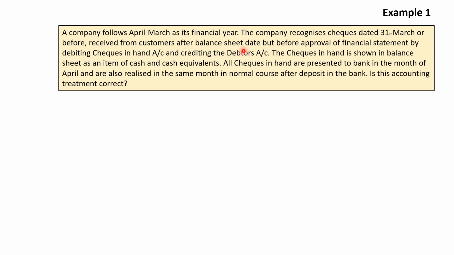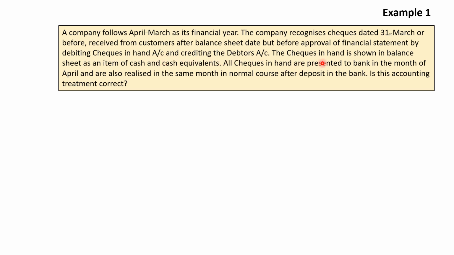Now the accountant of the company is thinking that although the check is received on 2nd April, since the check is dated 30th March, that means it is before the balance sheet date. The accountant is debiting the checks in hand account. On 2nd April, the check is received, but the accountant is recording the check as if it is received on 25th March itself, and is debiting the checks in hand account and crediting the debtors account.